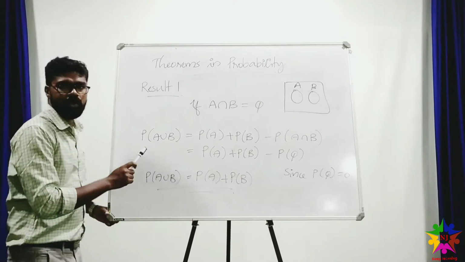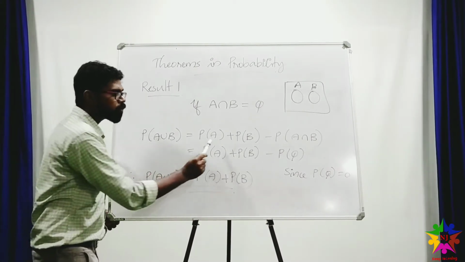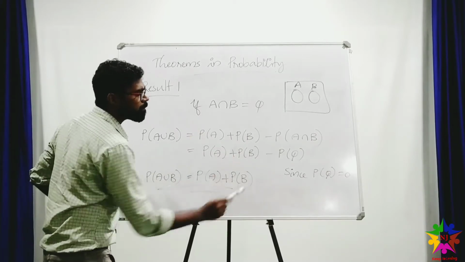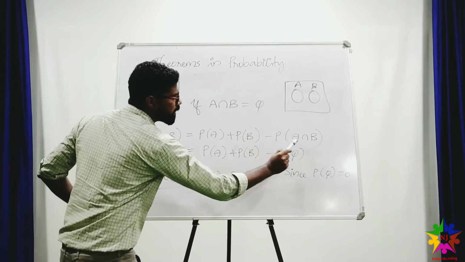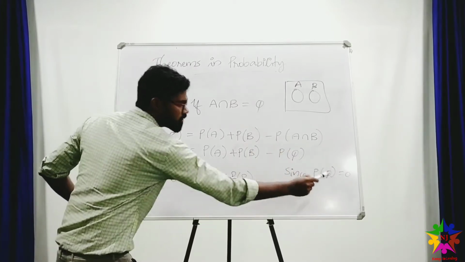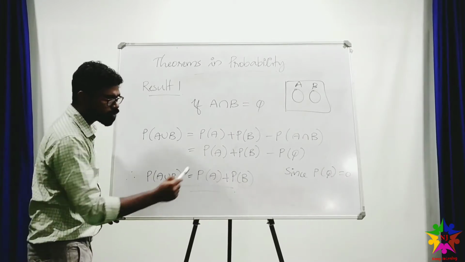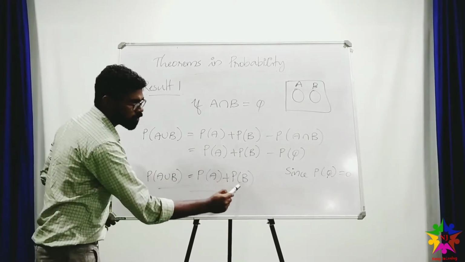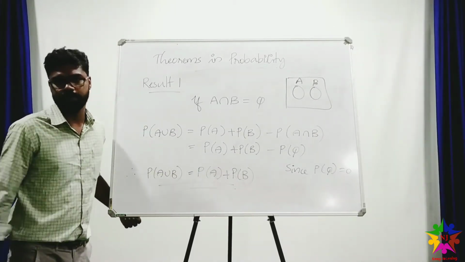Therefore, by the axiomatic definition of probability, probability of A union B is equal to probability of A plus probability of B minus probability of A intersection B. Since probability of A intersection B is 0, the final result will be probability of A union B is equal to probability of A plus probability of B. This is the first result of this theorem of probability.